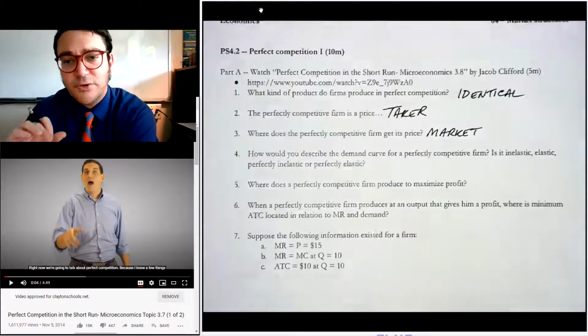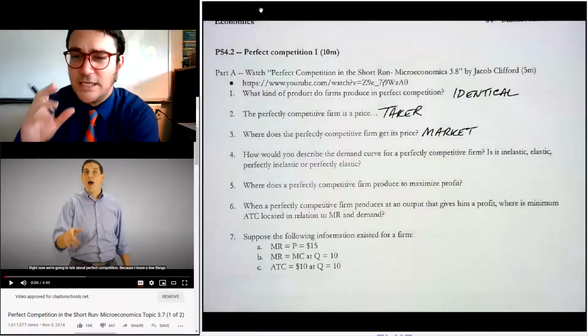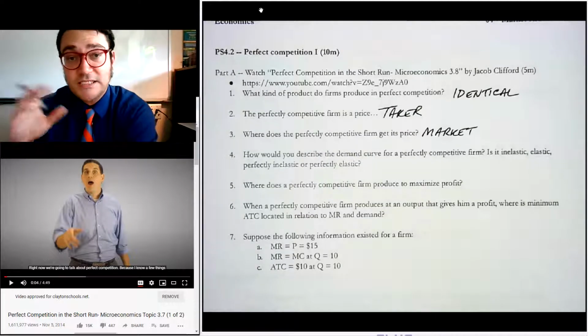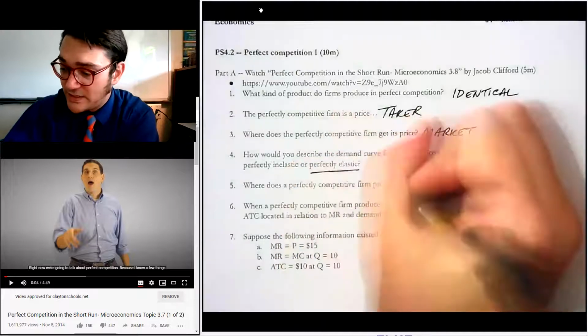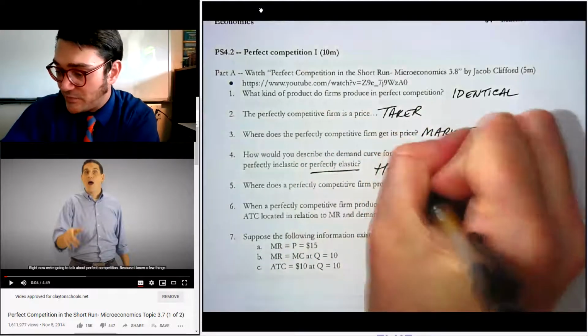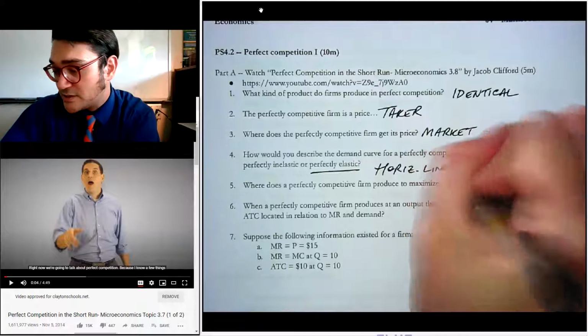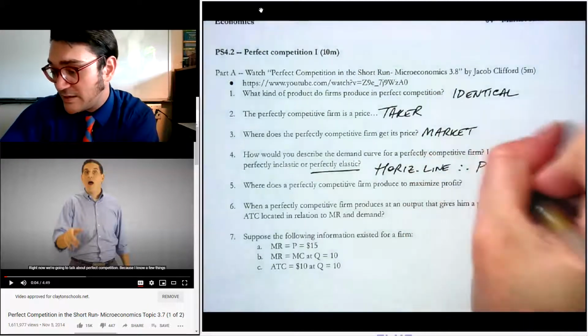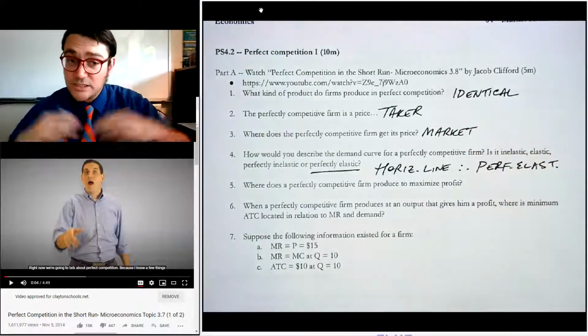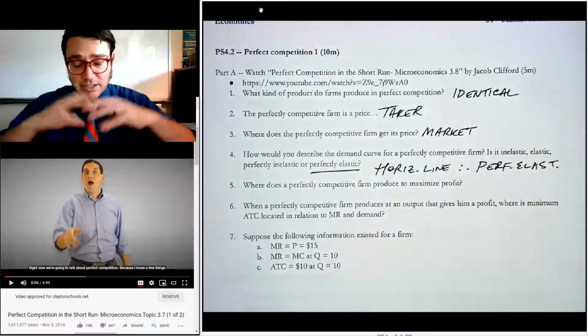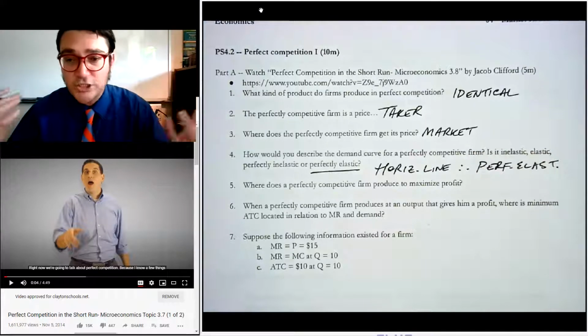How would you describe the demand curve for a perfectly competitive firm? Is it inelastic, elastic, perfectly inelastic, or perfectly elastic? Well, it's that horizontal line, so we know that it's perfectly elastic. And that is what tells us that if they were to raise their price, they'd lose all their sales, because there's a total response to any changes in price.